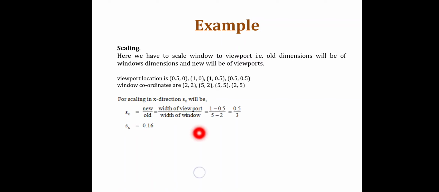The same way we have to find the width of the window. So, find out the x coordinates: 2, 5, 5 and 2. So, high is 5, low is 2. So, 5 minus 2 is equal to 3. So, this is giving us 0.16. So, scaling in the x direction will be 0.16.